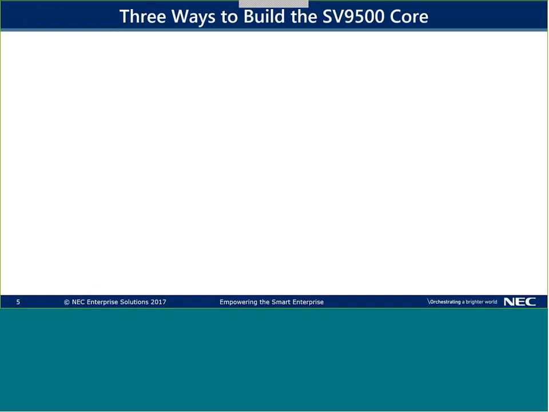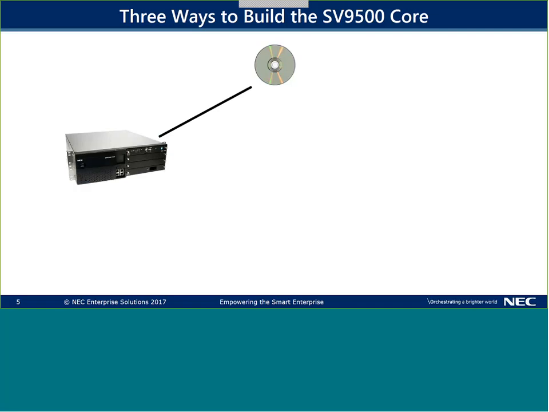So what I want to show you now is the fact that there are 3 ways to build the SV9500 core. So we're going to look at what those are. And we're going to look a little differently this time. We're actually going to start out by looking at the system software. The system software is what provides all of the over 800 service features of the SV9500. It's been built up over many years of experience working with our customers around the world. And that software is the same regardless of how you deploy the SV9500 core. So we start with the software.